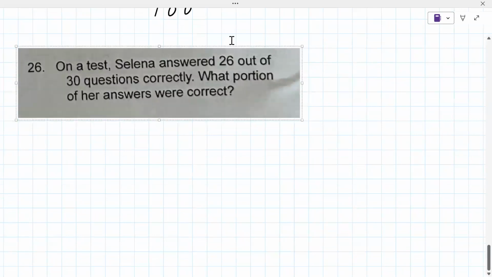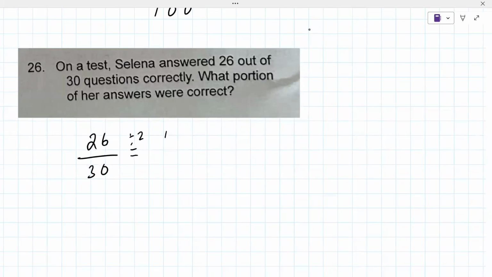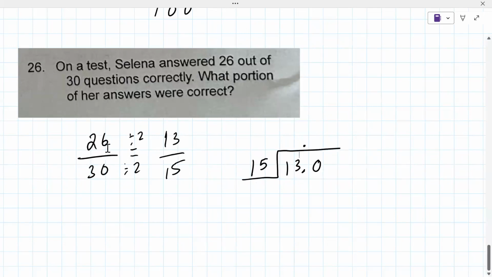All right. On a test, Selena answered 26 out of 30 questions correctly. What portion of her answers were correct? So 26 out of 30. Now this is a little bit of a shortcut. You can divide by 2, and this will make doing the next part easier because the numbers are smaller. So it's 15 into 13.0. A little bit easier than this.